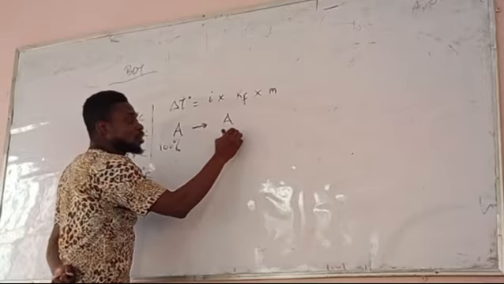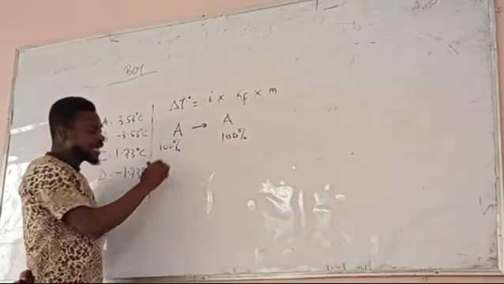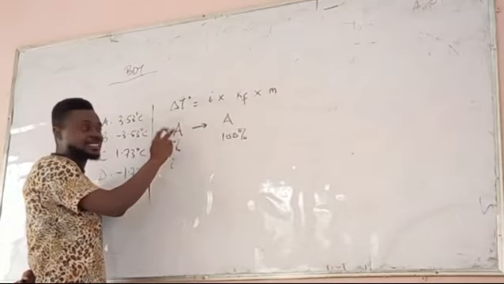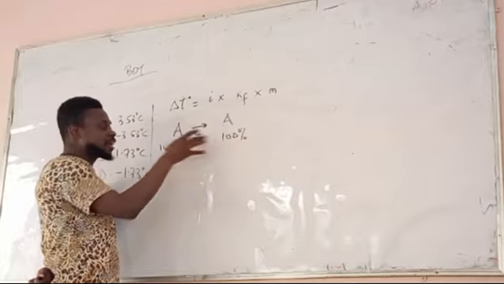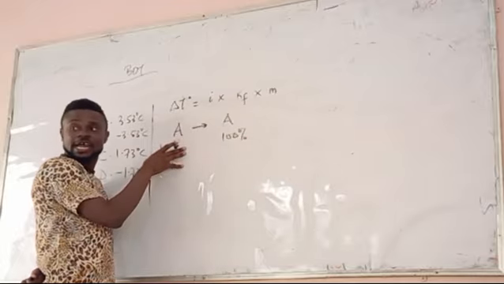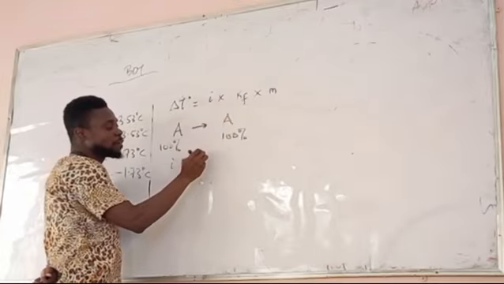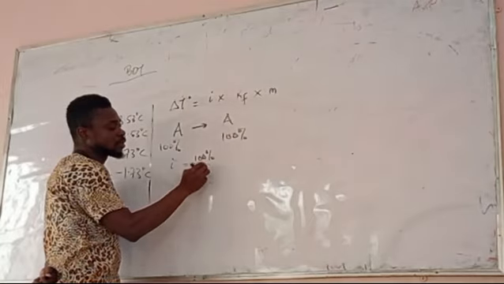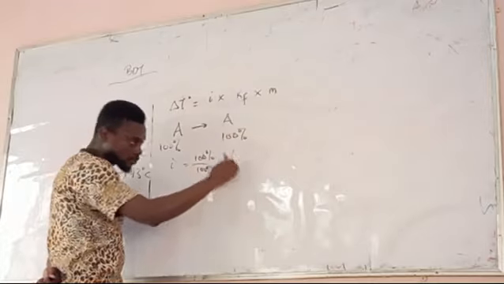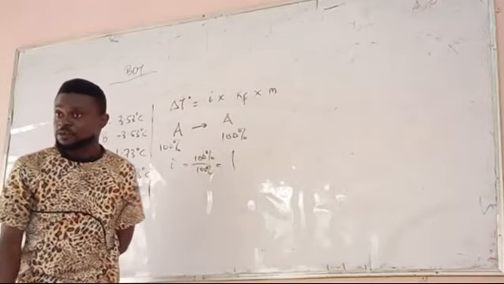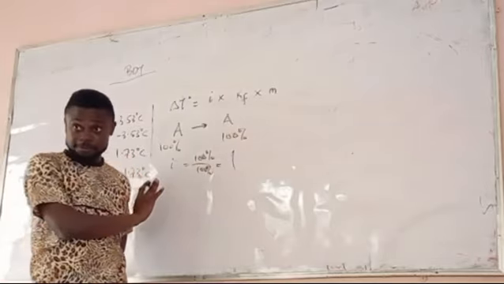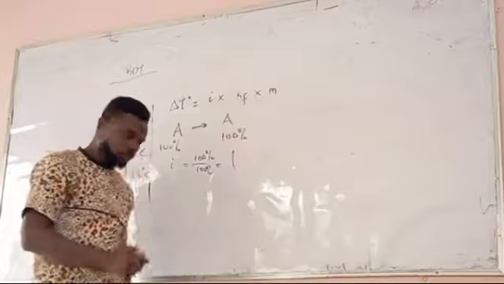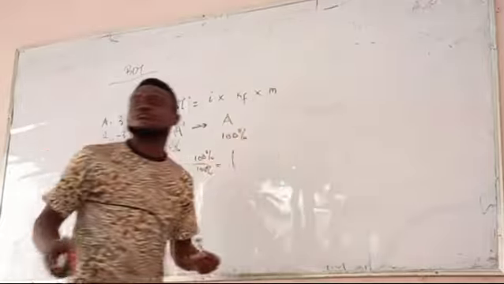It's still 100%. The i factor of this non-electrolyte is the number of particles after dissociation divided by the number of particles before, making it 100% over 100%, which is 1. That's for a non-electrolyte. Now, what of an electrolyte?